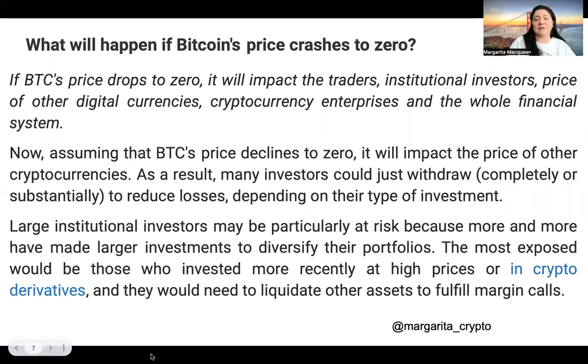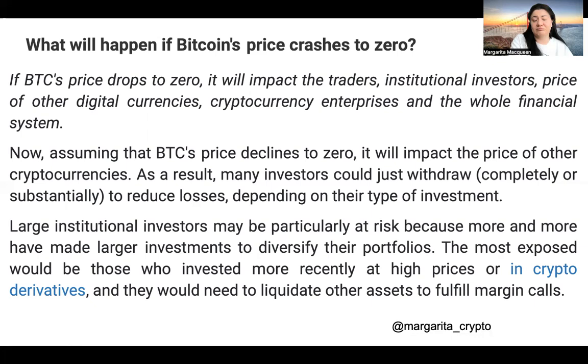Now, assuming that Bitcoin's price declines to zero, it will impact the price of other cryptocurrencies. As a result, many investors could just withdraw completely or substantially to reduce losses depending on their type of investment. So that's kind of understandable, right? You will swipe from one to another. Large institutional investors may be particularly at risk because more and more have made larger investments to diversify their portfolios. So as we know, exchange markets, right? Who invest in blockchain, who accept Bitcoin as a payment.